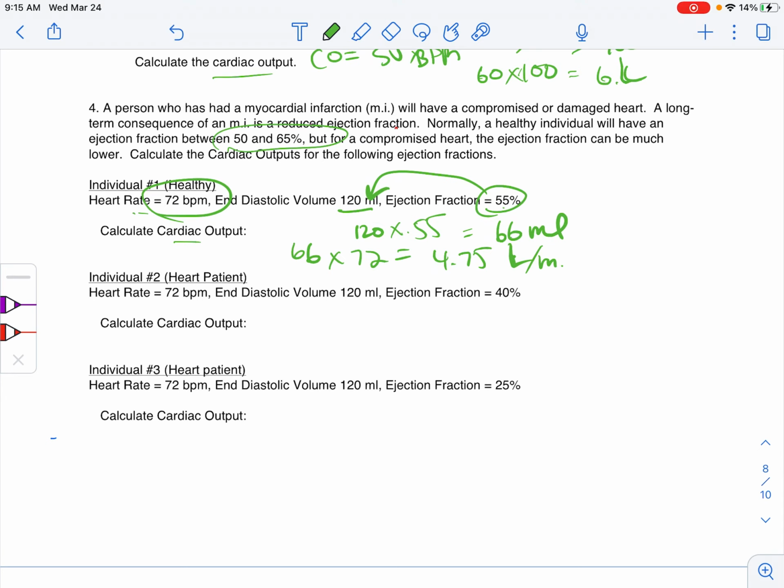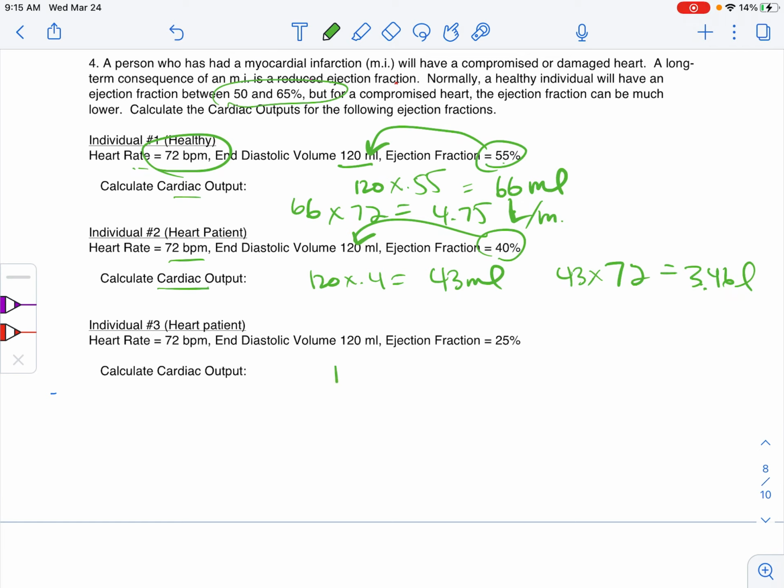Let's do patient number 2. We're going to take 40% of this 120. So 120 times 0.4, and that equals 48 milliliters. All right, we need the cardiac output, so 48 times the beats per minute. So that would be 72, which is 3.46 liters. Okay, what if I wrote 3,000? Okay, you're fine, but 3.46 liters.